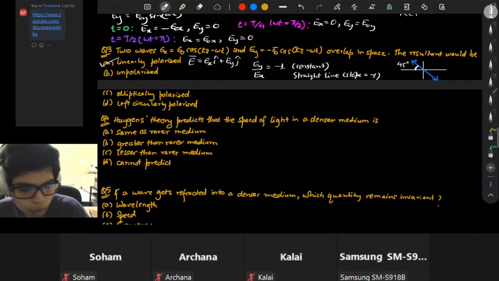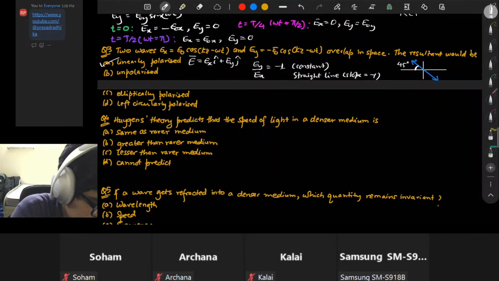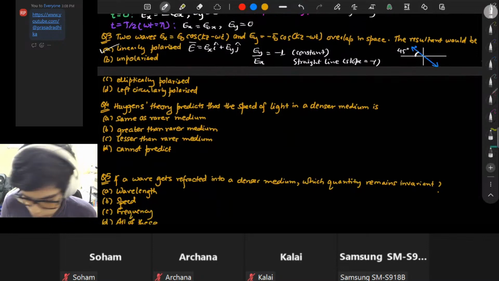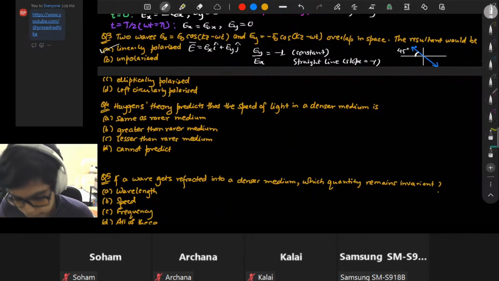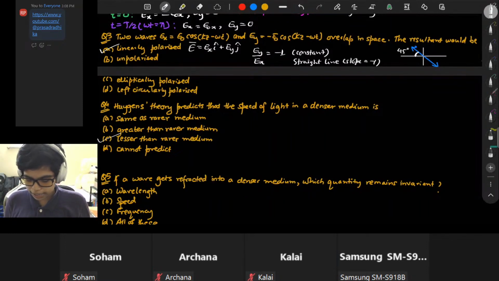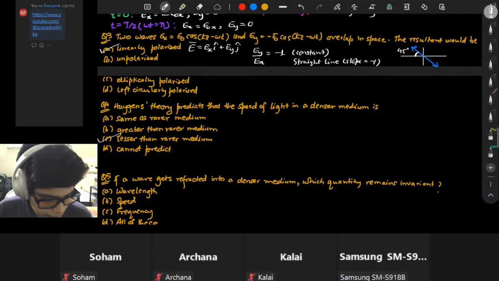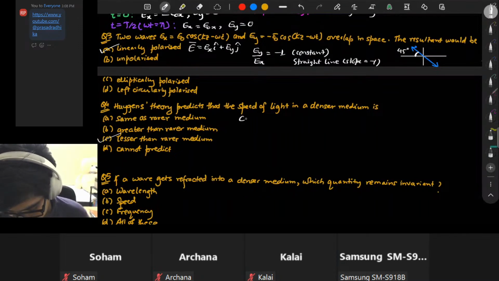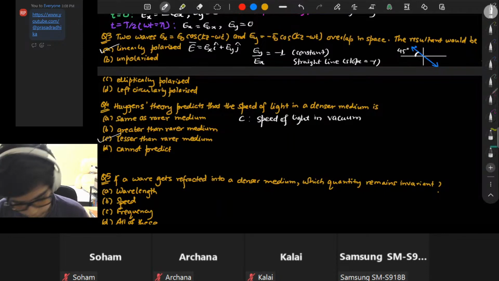So let me stop the poll. So the correct option is option C, lesser than a rarer medium. So the speed of light in a denser medium is lesser than that of the speed in a rarer medium. And simply I can discuss how this is. So c is the speed of light in vacuum. And v is the speed of light in medium.